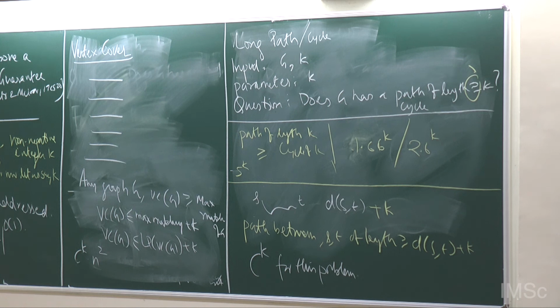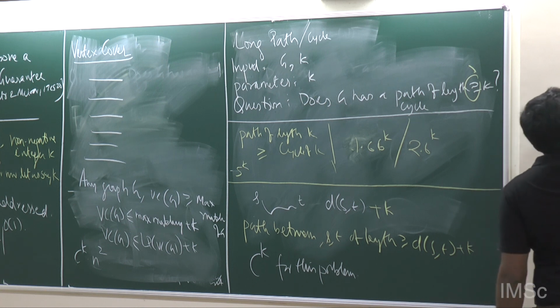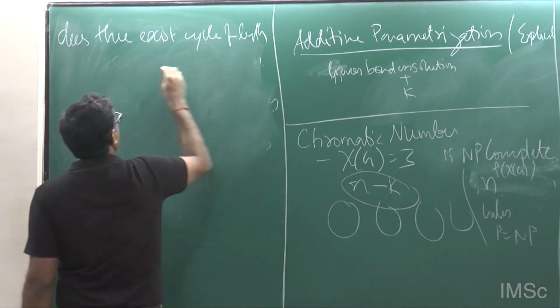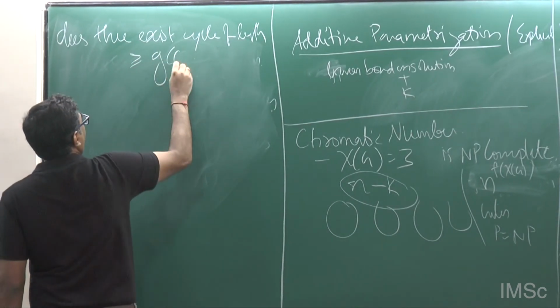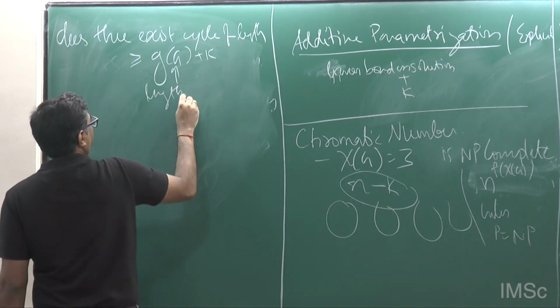Similarly, if I ask myself about long cycle, what is the lower bound on any cycle length for a graph? Girth, the shortest cycle of this graph. So one natural question I can ask is, does there exist a cycle of length at least, and this is the length of the shortest cycle.